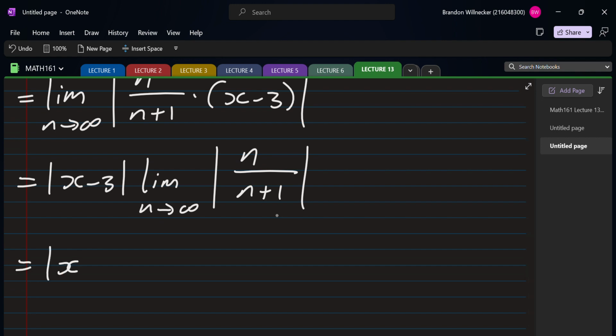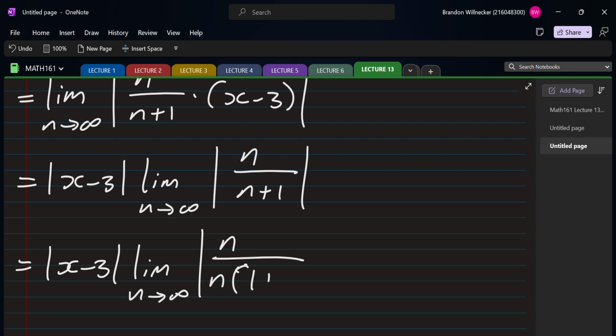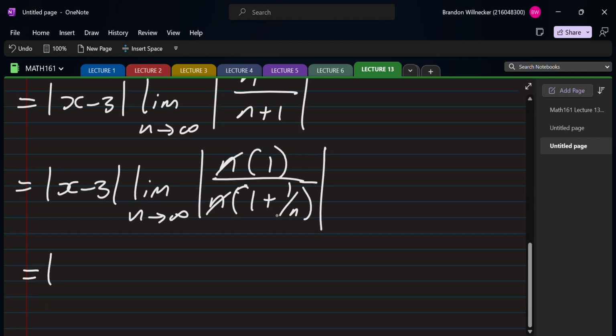So here we have absolute value x minus 3, limit as n goes to infinity. Let's divide the top and the bottom by n. So here we'll have n, and here we have n times 1 plus 1 over n. I factored out an n from the top and the bottom, so here you could write times 1. Now they cancel, so we're left with absolute value x minus 3.